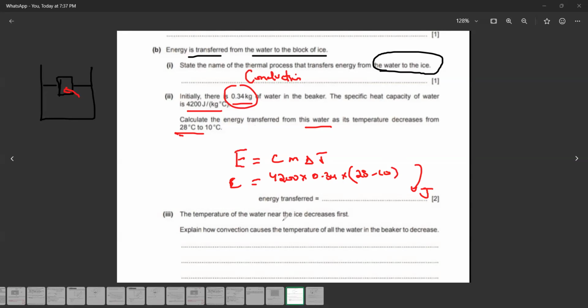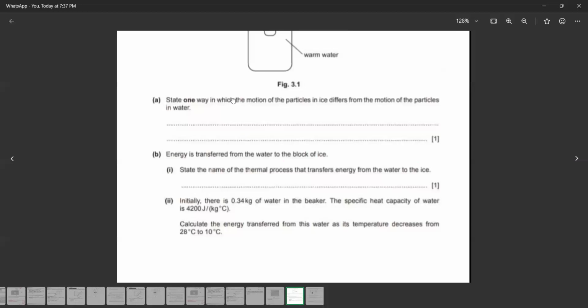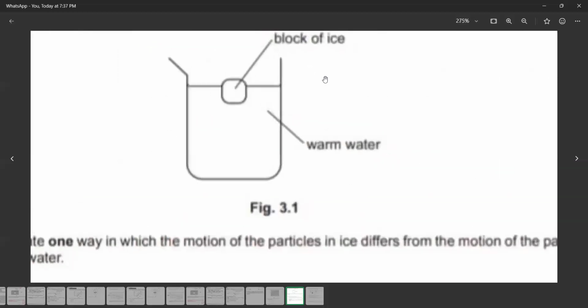Then the temperature of the water near the ice decreases first. Describe how the convection causes the temperature of all the water in the beaker to decrease. So we have to explain the convection current here. First they mentioned the temperature near the ice decreases. So what will happen when the temperature decreases? What happened to the density here? It increases, because density is mass over volume.